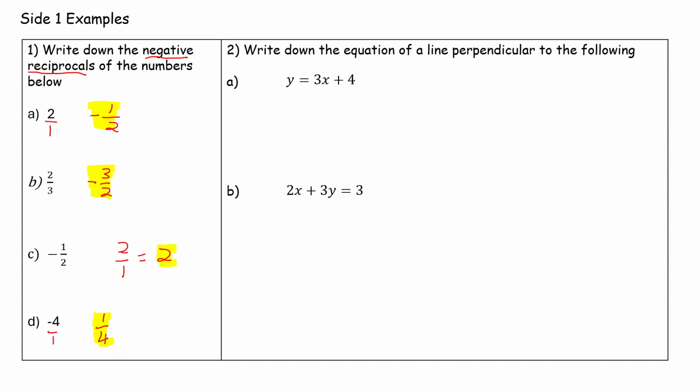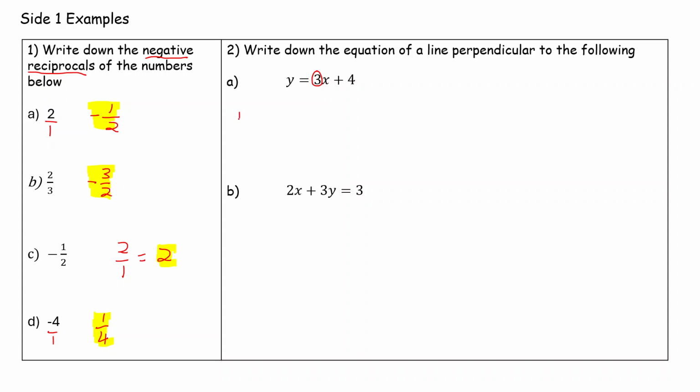Okay, good. So knowing this is a key skill in being able to work out perpendicular gradients. So let's get on to some more questions up here. Question 2 says, write down the equation of a line that is perpendicular to the following. So let's write down the equation of any line perpendicular to y is equal to 3x plus 4. What I want you to see here is that the gradient of this line is that value there.